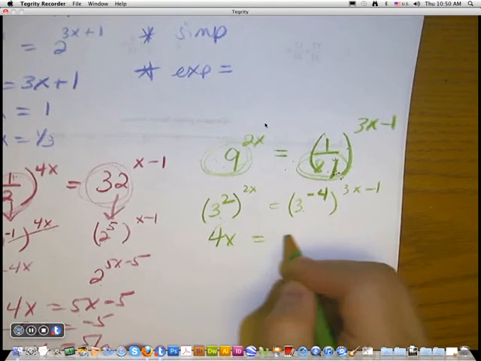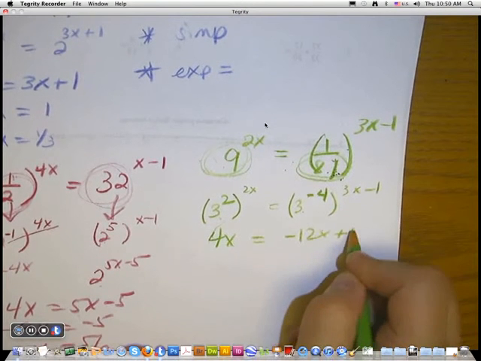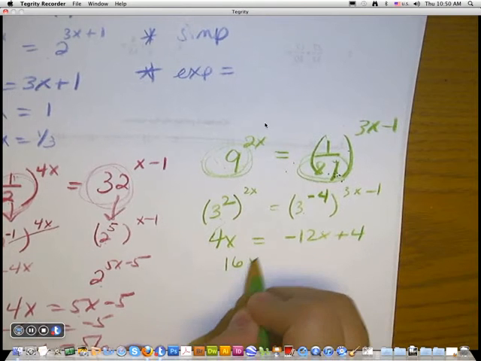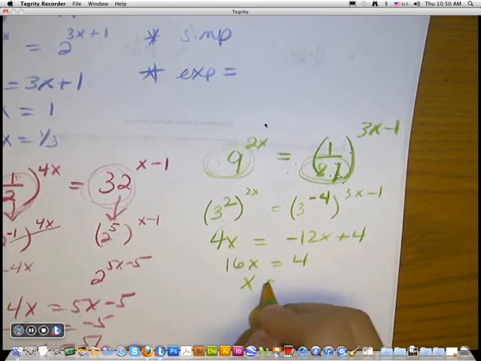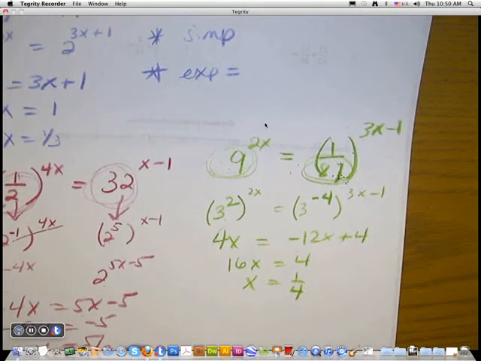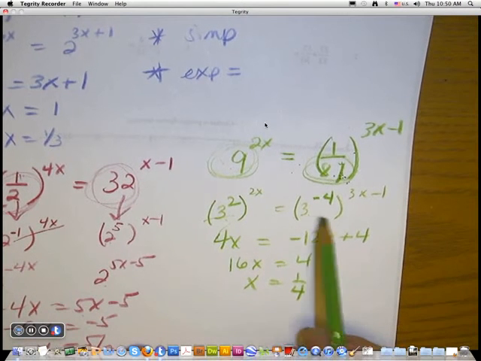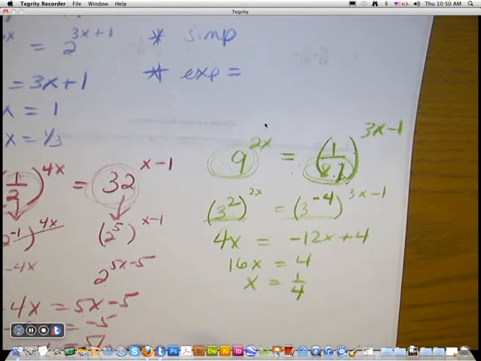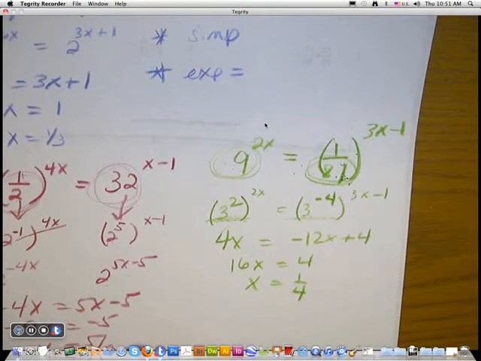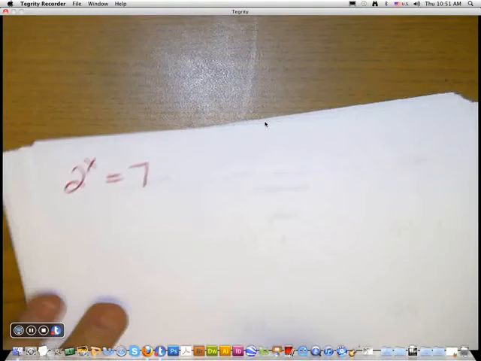Simplify my exponents. And solve. But the key part is knowing how to get those bases alike. Now sometimes we can't get bases alike, and there's nothing we can do about it. For example, 2 to the x is 7.